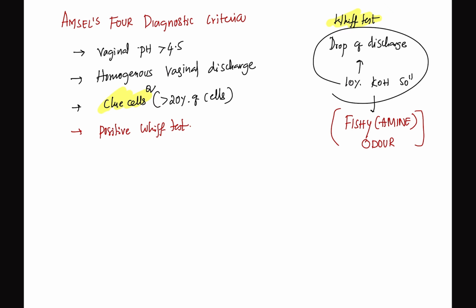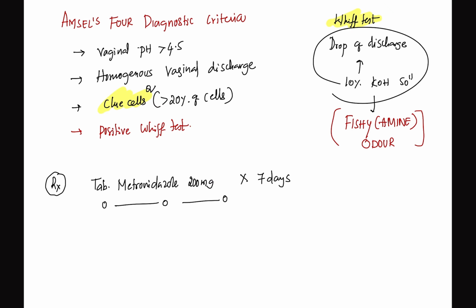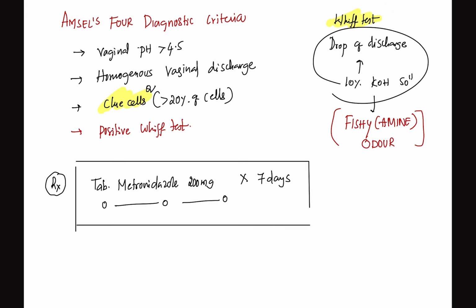Now, to conclude this discussion, you need to know the treatment. The gold standard treatment, to which patients will respond tremendously, is tablet metronidazole. What is the dosage? 200 mg, given 3 times daily for 7 days. So this is the treatment for bacterial vaginosis.